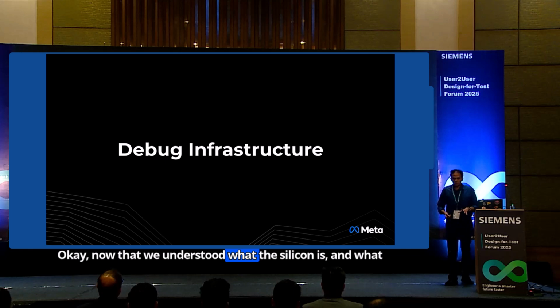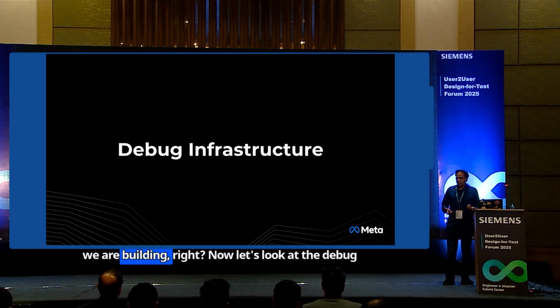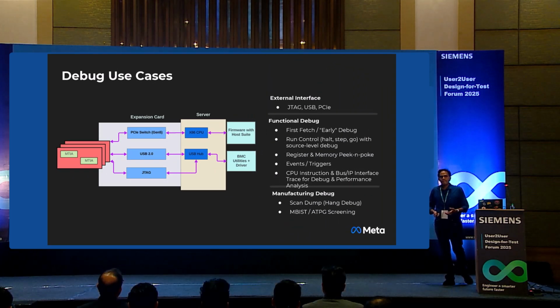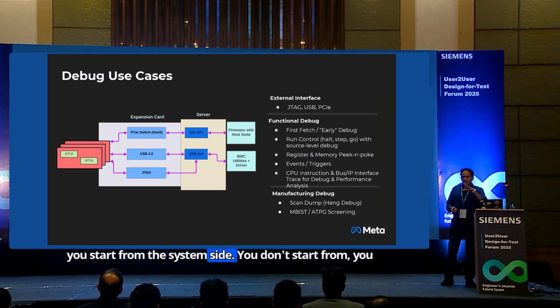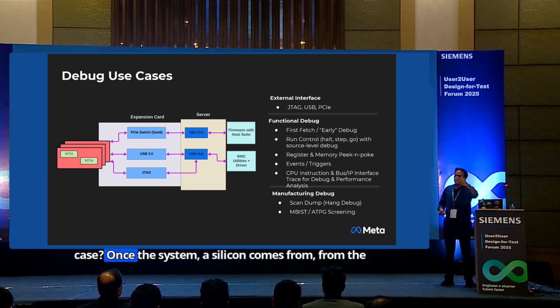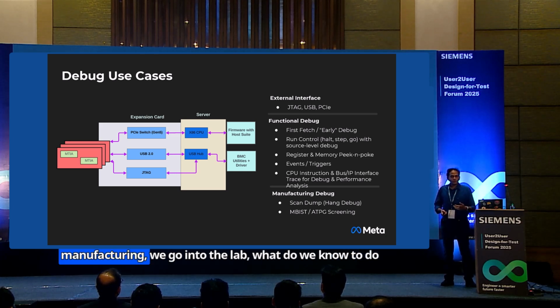Okay, now that we understood what the silicon is and what we are building, let's look at the debug infrastructure side of it. So debug, you start from the system side. You don't start from bottom up. You start from, okay, what is the use case? Once a silicon comes from manufacturing, we go into the lab. What are we going to do?